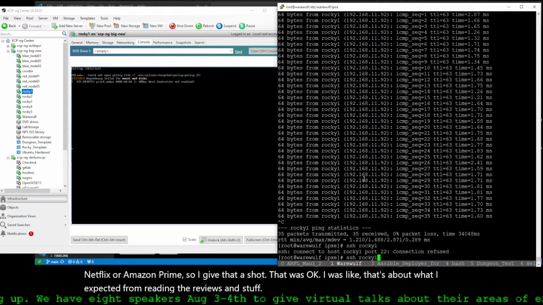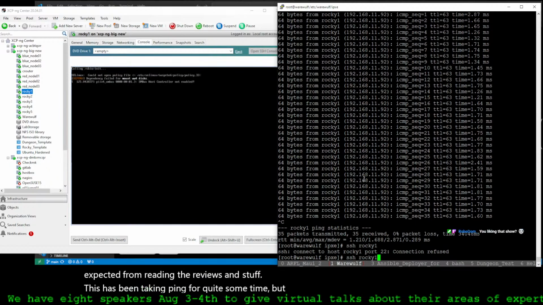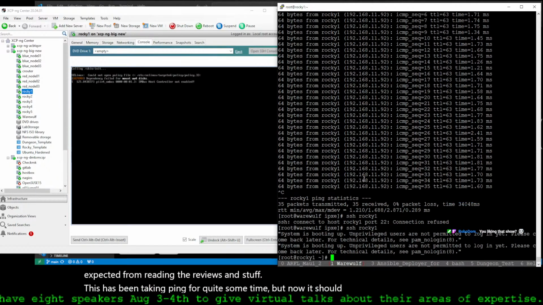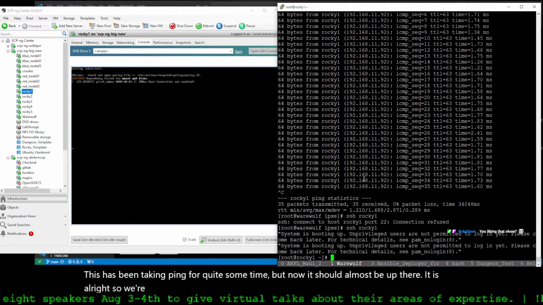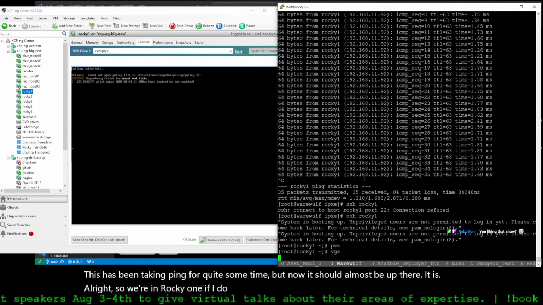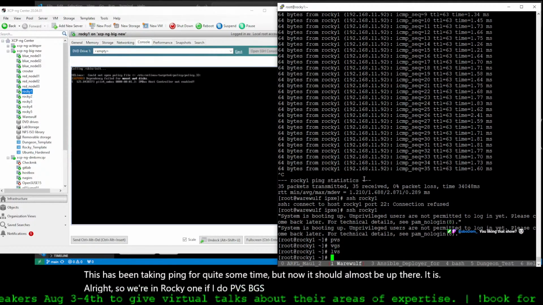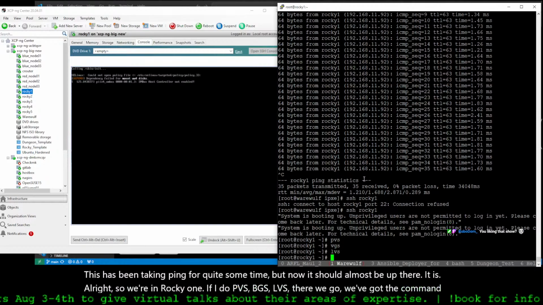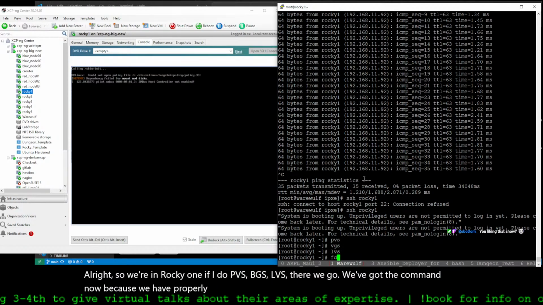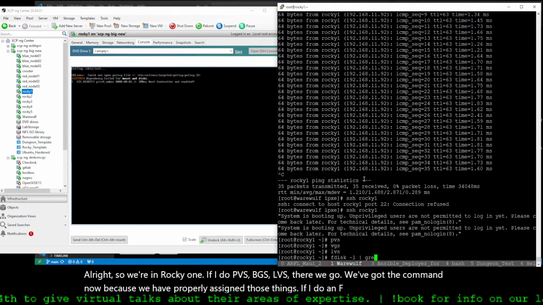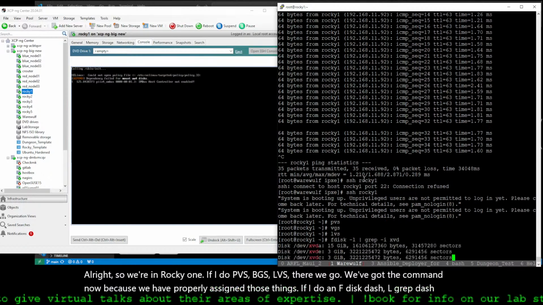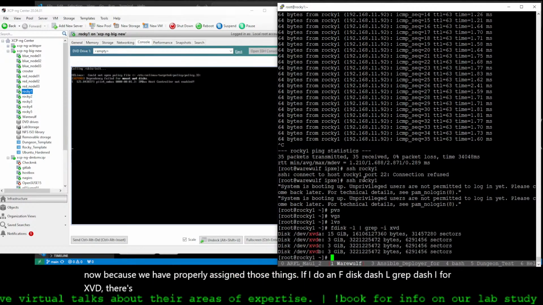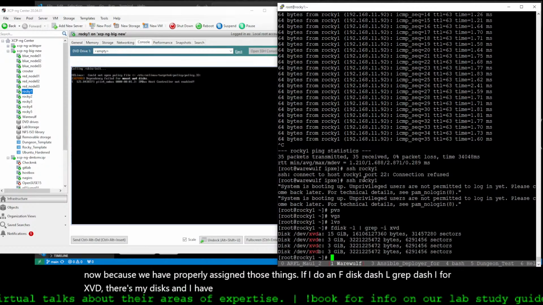This has been taking ping for quite some time, but now it should almost be up. There it is. All right, so we're in Rocky 1. If I do PVS, VGS, LVS, there we go. We've got the command now because we have properly assigned those things. If I do an fdisk -l, grep -i for XVD, there's my disks. And I have an A, a B, a C, and a D.